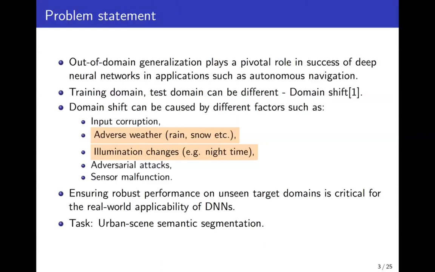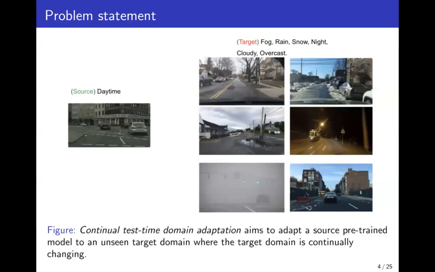This domain shift can happen due to multiple factors: input corruption, adverse weather, illumination changes, adversarial attacks, and sensor malfunction. The goal of the current work is to focus only on adverse weather and illumination changes. Ensuring robust performance on unseen target domains is pivotal for the success of neural networks. The task which we are focusing on is urban scene semantic segmentation. The goal is to classify each pixel into 19 different classes.